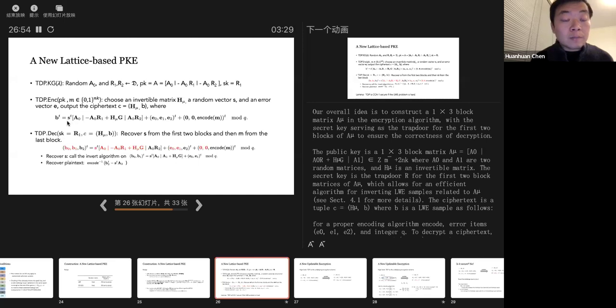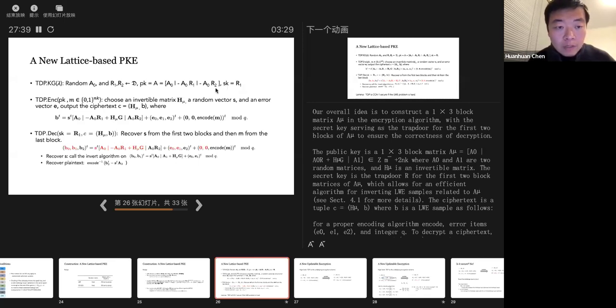Actually, it's also an LWE sample, because we can regard those three parts as A, and that's exactly SA plus E. And we can see that the confidentiality is ensured by the LWE. Also notice that the secret key R1 is actually the trapdoor for the first two blocks of the matrix here. We can easily check that this matrix times R1 is actually equal to H mu.